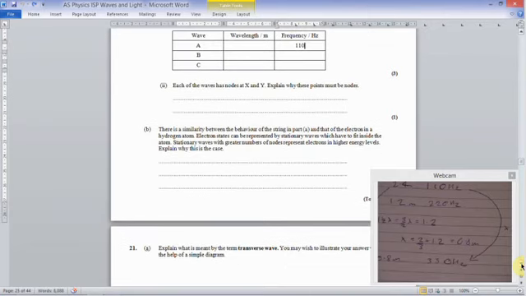What is the similarity between the behaviour of an electron and a hydrogen atom? Electrons can be represented by stationary waves which fit inside an atom. Stationary waves have a greater number of nodes present if the electrons are in higher energy levels. Explain why this is the case.